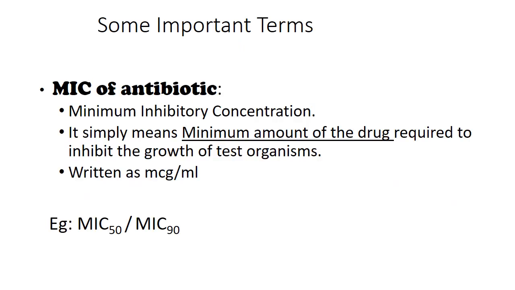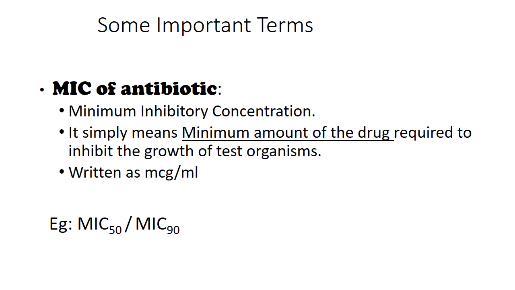Okay, we need to understand some important terms. In antibiotics, two terms are very commonly used. One is MIC. What is MIC? MIC is the minimum inhibitory concentration. That means the minimum amount of drug required to inhibit the growth of test organisms.